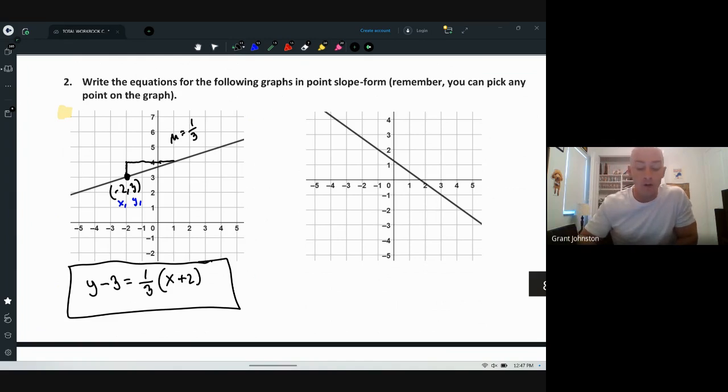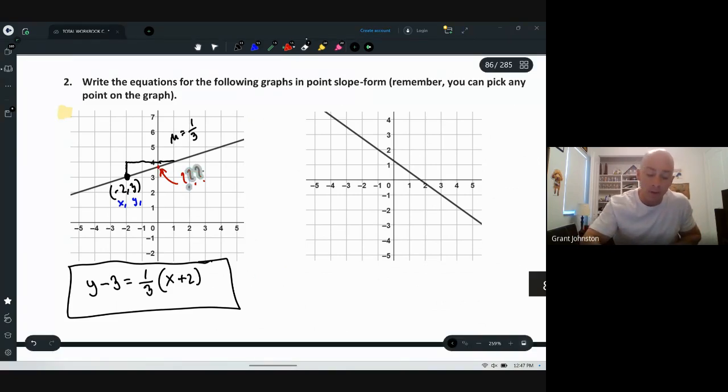And just an extra comment, like I was talking about earlier, point slope form is really beneficial because right here, we don't know what the y-intercept is. It doesn't cross nicely here. So it's harder to use y equals mx plus b, the slope intercept form.